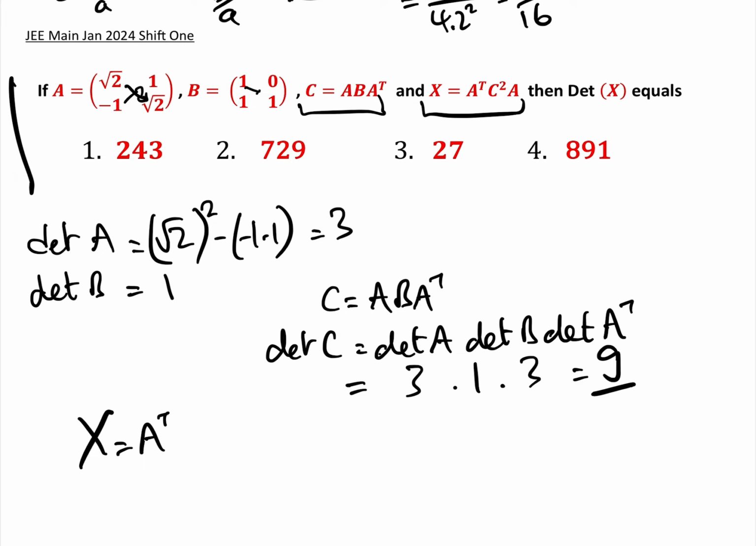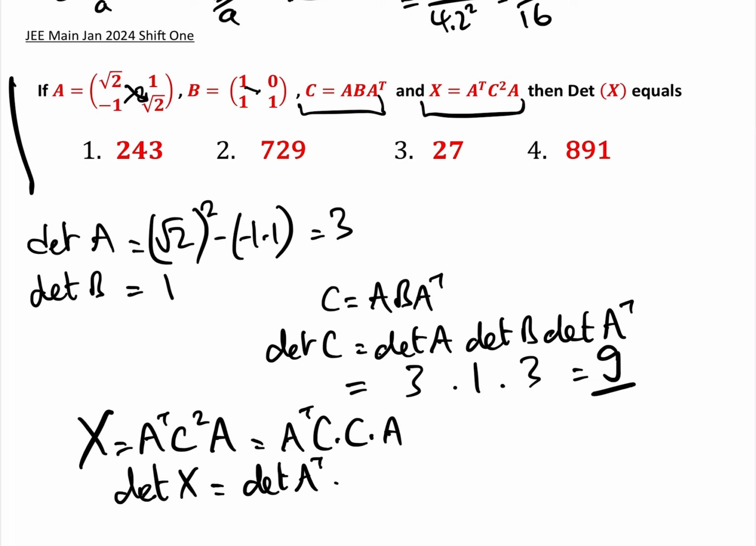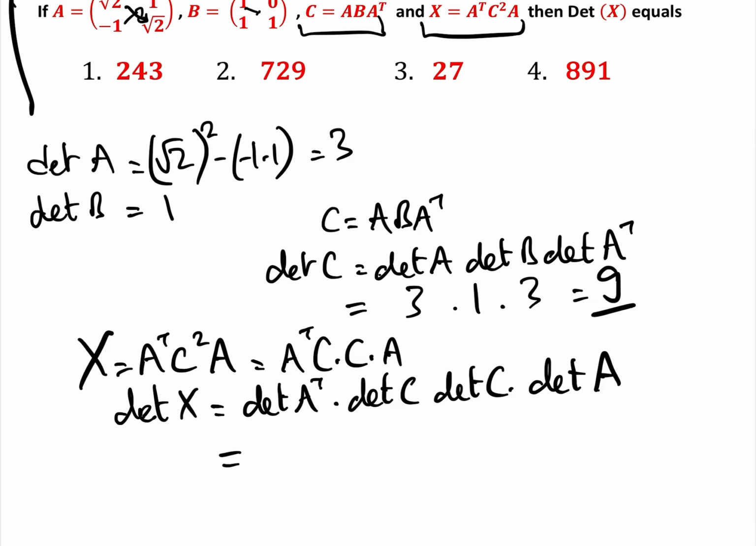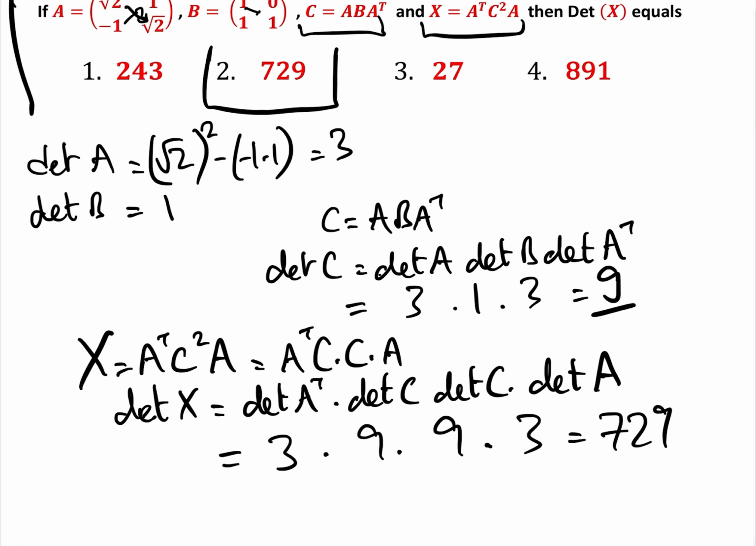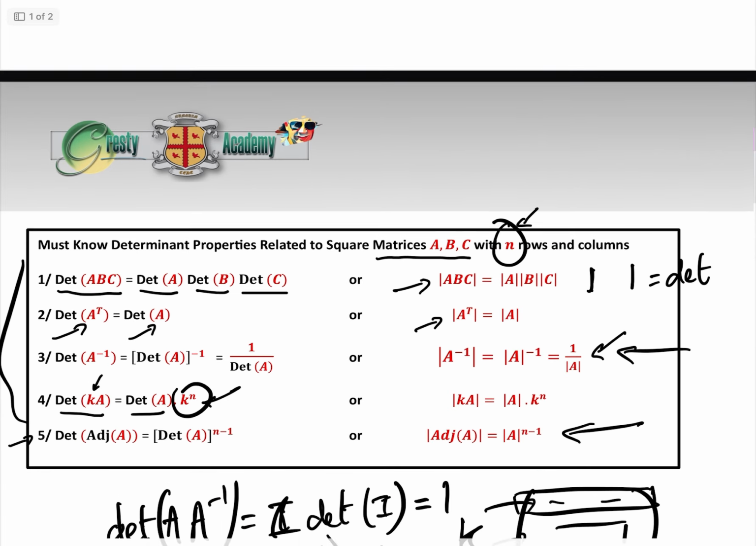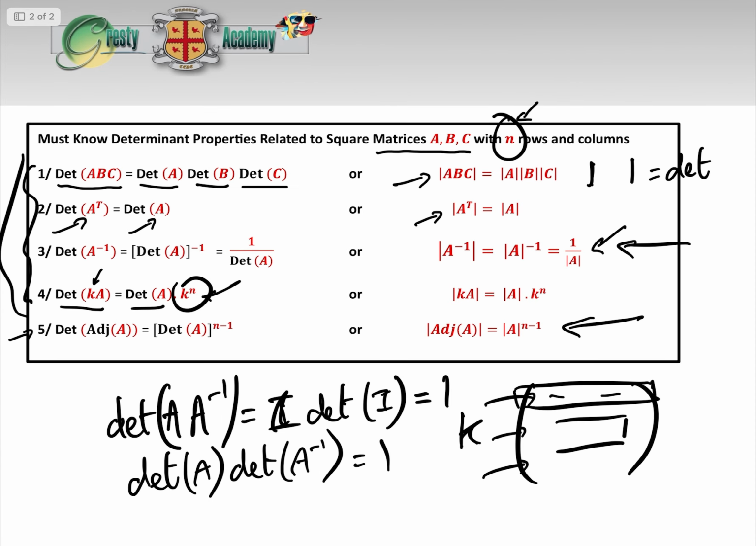So X equals A transpose C squared A, which is the same as A transpose C times C times A. So the determinant of X is the determinant of A transpose times the determinant of C times the determinant of C times the determinant of A, and that equals determinant of A transpose is the same as determinant of A, determinant of C, determinant of C, determinant of A, and that lot equals 729, which is answer number 2. So you can see, once you have got to grips with these 4 rules here, answering these types of questions is actually quite simple.